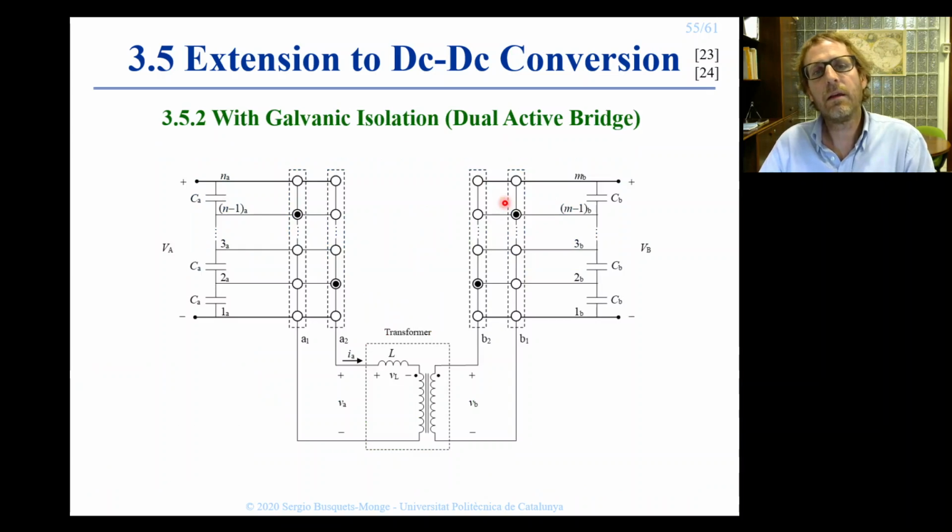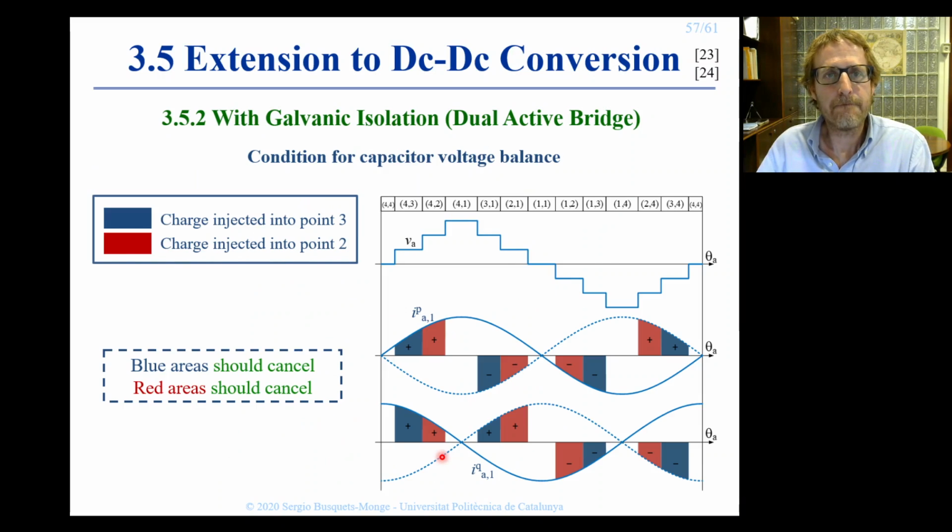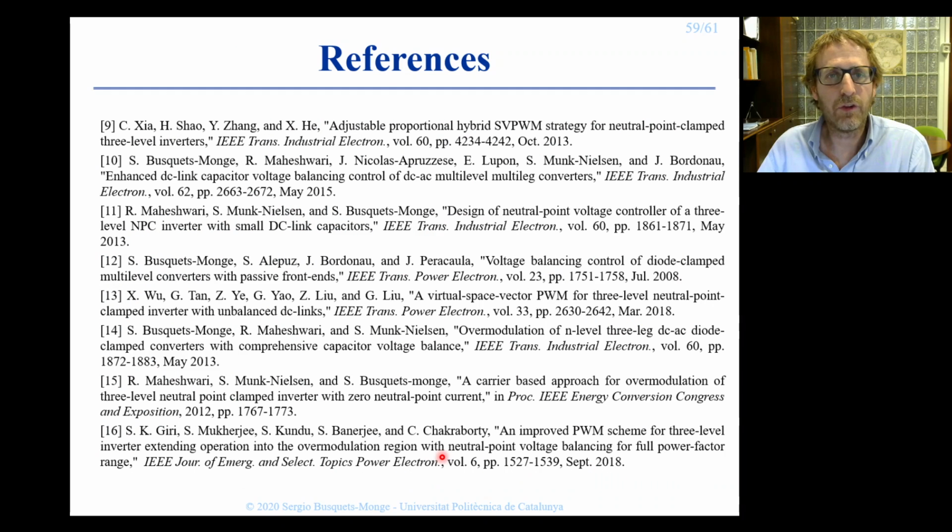We can also build DC to DC converters with galvanic isolation, and we can achieve this through a dual active bridge multi-level topology. Basically, the converter here is built with 2 DC links and 2 pairs of NPC legs on each side, and then finally a high frequency transformer in the middle. And this basically finishes section 3.